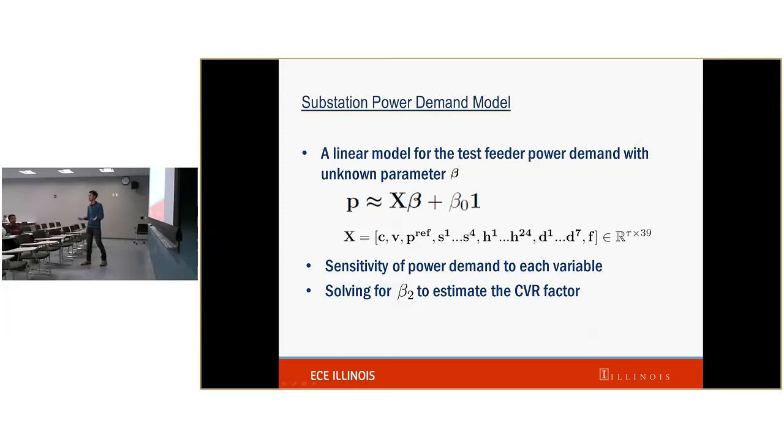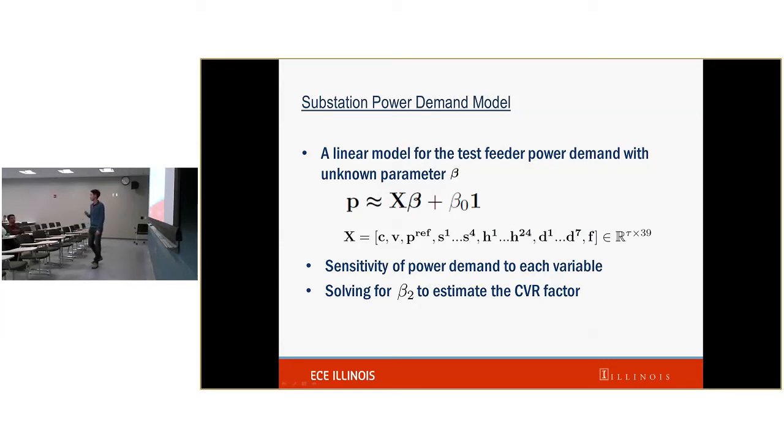And this model is basically a linear model. If you look at this, P has a linear relationship. The beta 0 is the intercept, and this is a 1 vector. So basically, it's a linear model. So our job is to estimate the beta. The beta is the coefficient for the variables, right? The most important one I'm interested in is beta 2, because beta 2 is related to the voltage. Basically, that's the voltage sensitivity to load. That's what we try to estimate. If I can find beta 2, I can estimate the CVR factor. I will show you the equation later.